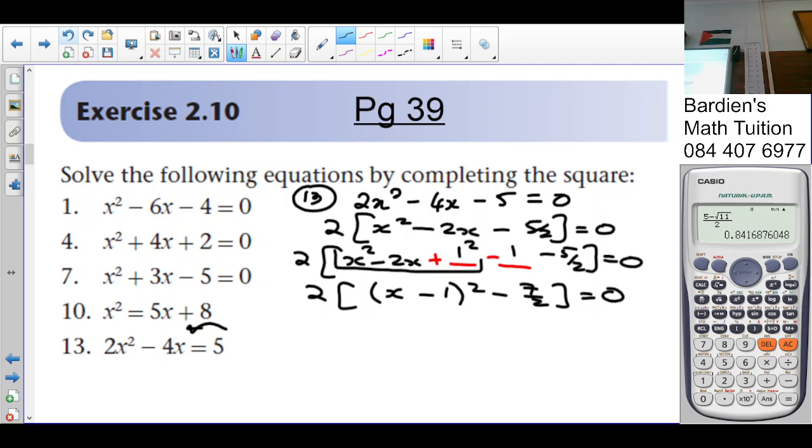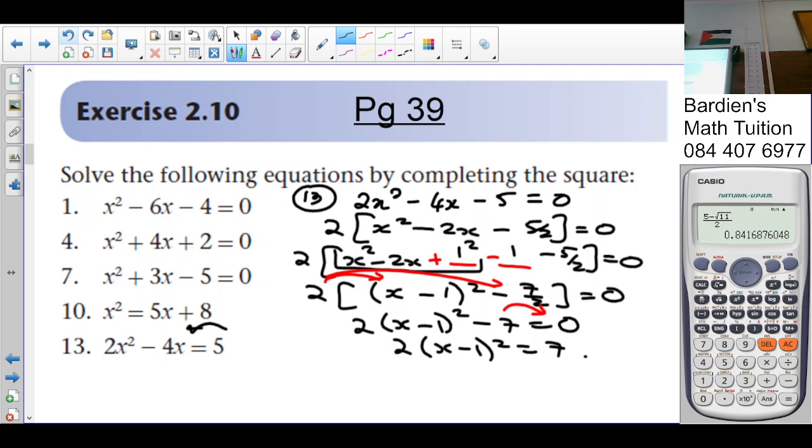Now what do we do? Multiply that by 2. So we get 2 into x minus 1 squared minus 7 equals 0. If the question was in expression form, then that would have been your answer, without the equal sign. So what do we do now? Take the 7 over the equal sign. So it becomes 2 into x minus 1 squared equals 7. Now what? Divide by 2 both sides. So x minus 1 squared is equal to 7 over 2.